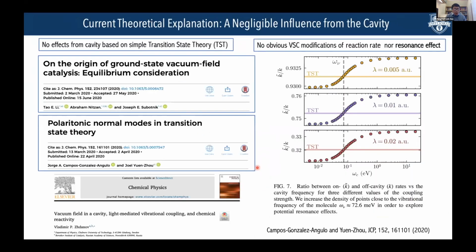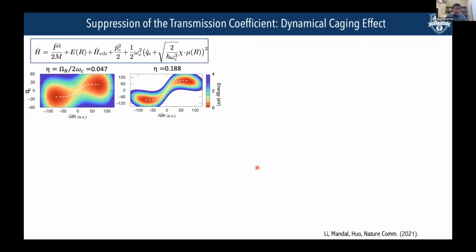So my intention is, can I resolve this mystery from simple calculations? And here we go. So basically, we have this Hamiltonian again. I'm showing you a normalized coupling strength, which is the Rabi splitting divided by twice the cavity frequency. And that really indicates how strongly light and matter interact. So here I'm showing you again the polariton potential energy surface. And I can change the coupling strength from weak to strong. In this case, actually very strong.